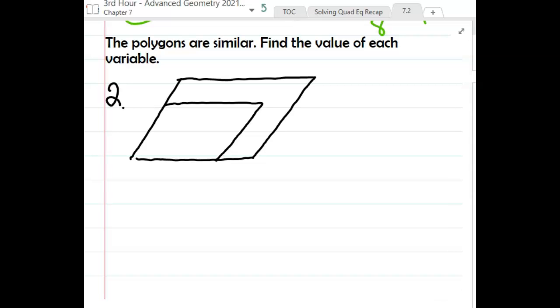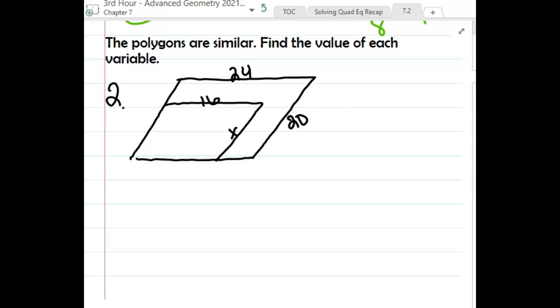Now, for this one, I don't have a similarity statement, so whenever you get to your homework, if they don't give you a similarity statement, you're safe to assume that how it appears that they correspond, they do correspond. So that angle to that angle, the sides, and on from there. Okay? So let's say the top of the small parallelogram is 16, the top of the large parallelogram is 24. The right of the small parallelogram is x, the right of the larger parallelogram is 20.